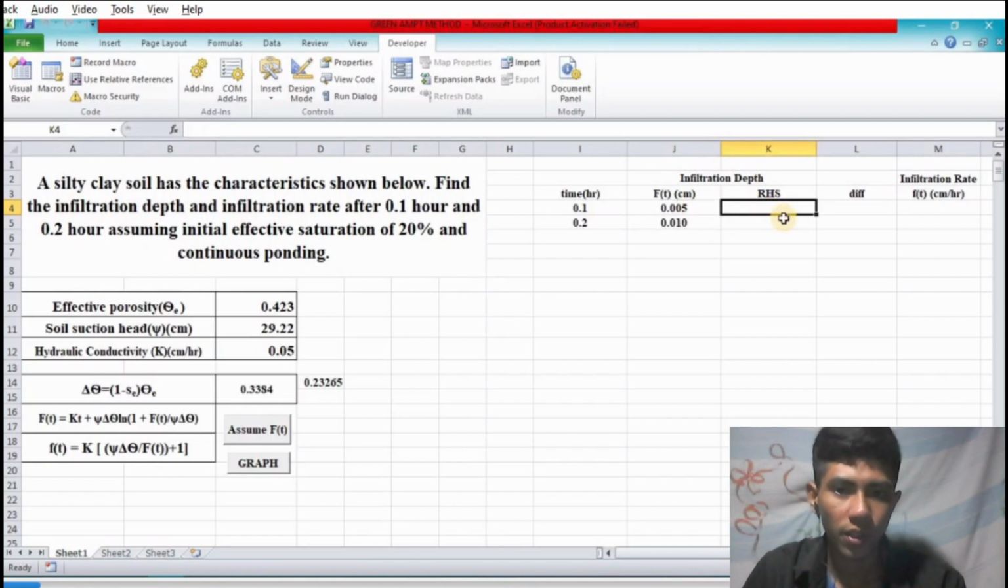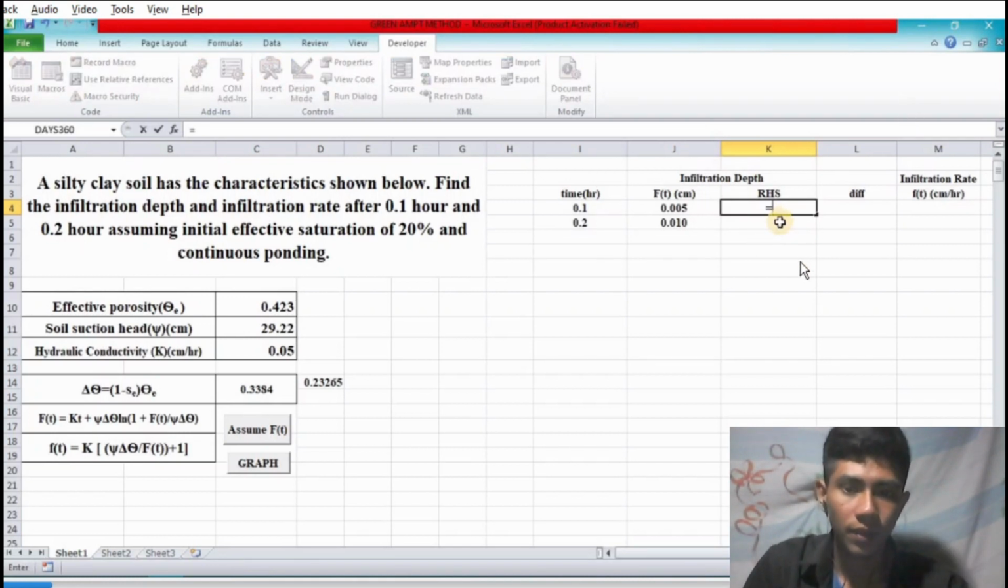Now, time to put in the equation. You may wonder if we could just click the cell and type equals time times K. No, we can't do that, because in Solver you need to change this cell, which would create a conflict if it contains a cell reference. So we need to put in a true value here. For the RHS, we put the formula equal to K, the hydraulic conductivity, times time, plus suction head. I'm so sorry, I type slowly.